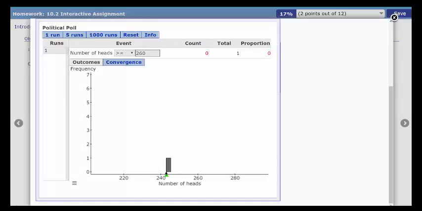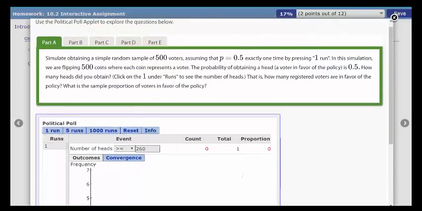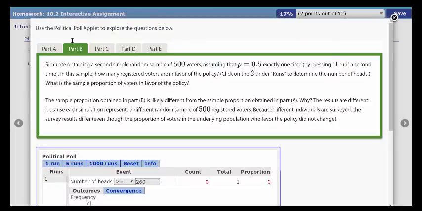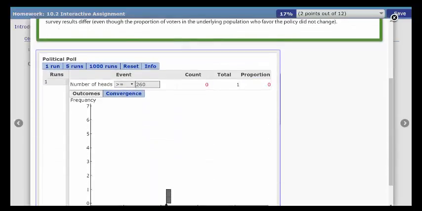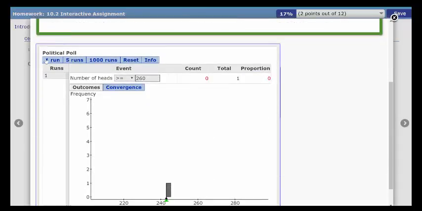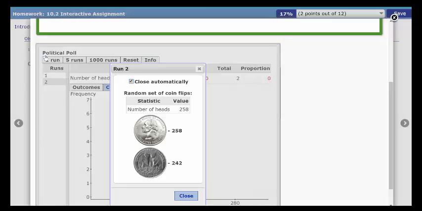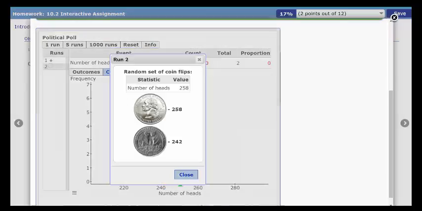Let's go to the second part of the applet, which is part B. Simulate obtaining a second simple random sample, assuming that p is 0.5, by pressing one run a second time. So let me click one run a second time. And now how many heads did you get? 258. Let's click on it one more time. 258 said yes, and 242 said no.